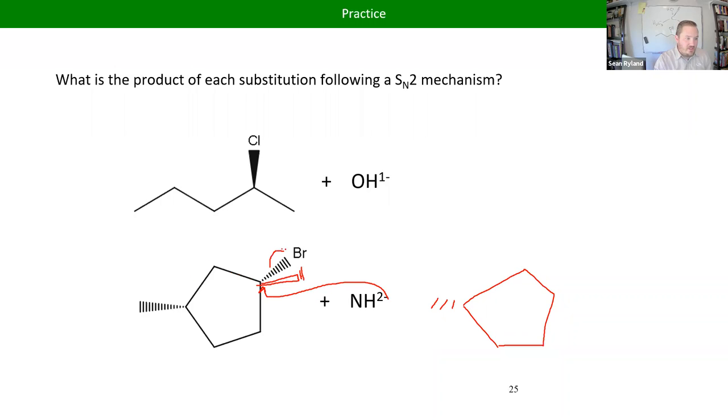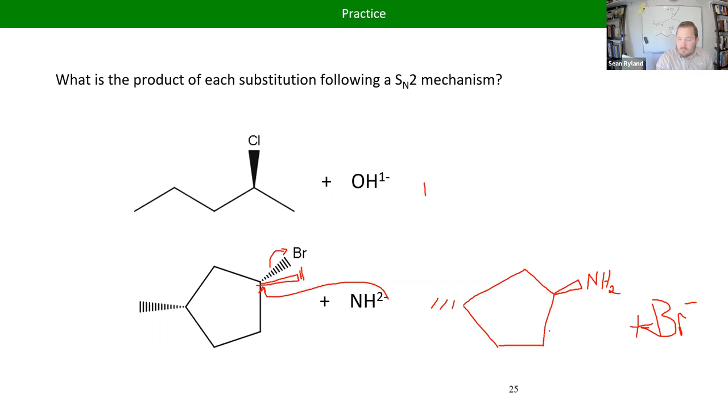And then the bromine leaves. So then the hydrogen would get flipped into the board. And our product would look like that, plus a bromide. And this one would be plus chloride as our byproduct in this case, right?